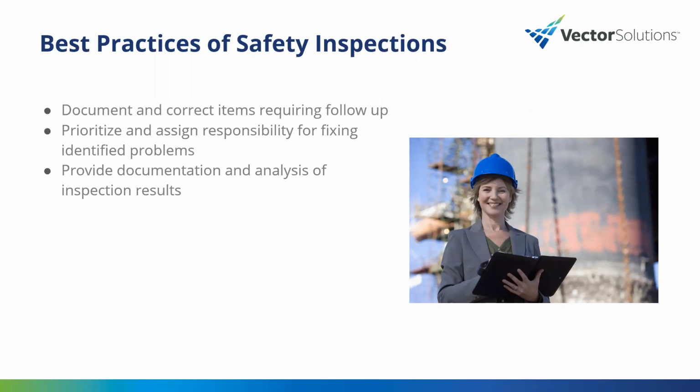And then, of course, a big part of any workplace inspection is documenting and correcting the items that you notice that are deficient, and making sure that those follow-up items are being carried out in a timely fashion. It's important to prioritize and assign responsibility for fixing any open problems, and also to provide workers with documentation and findings of inspection results.